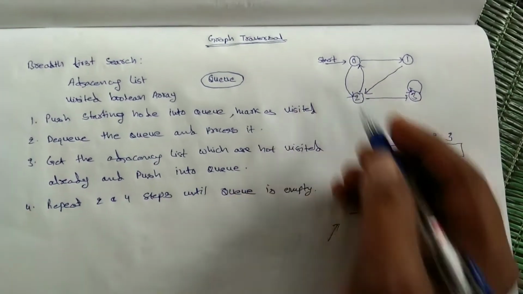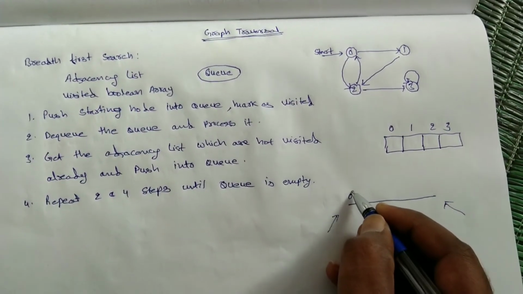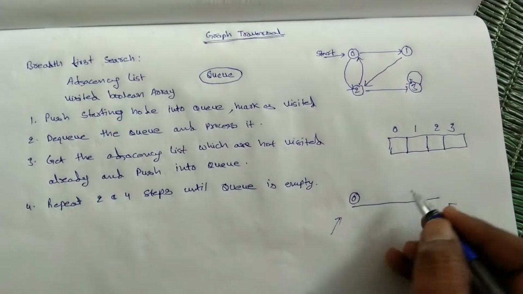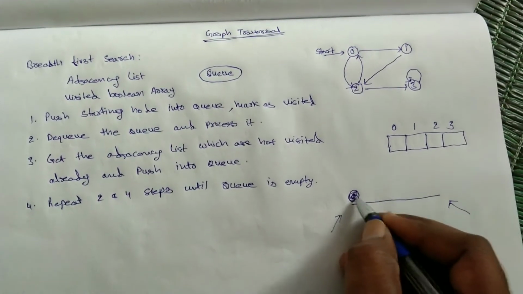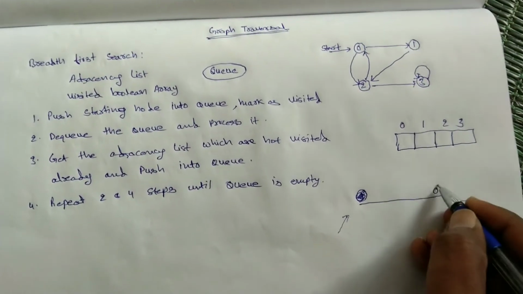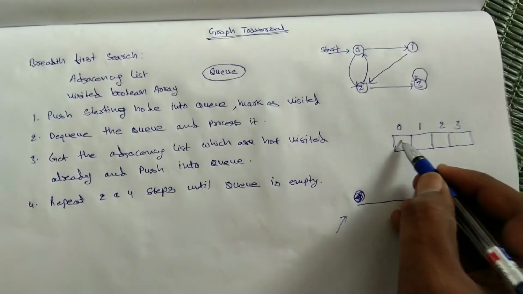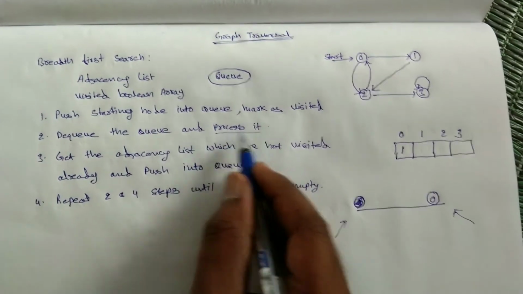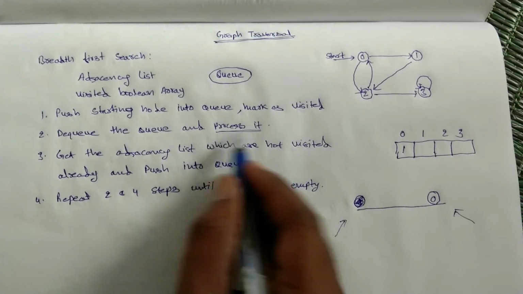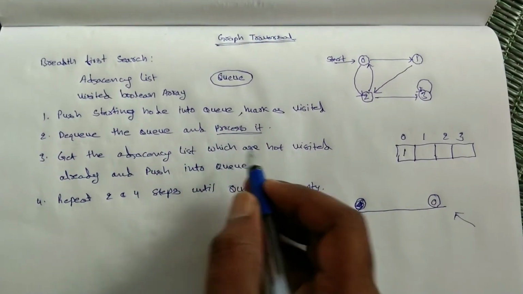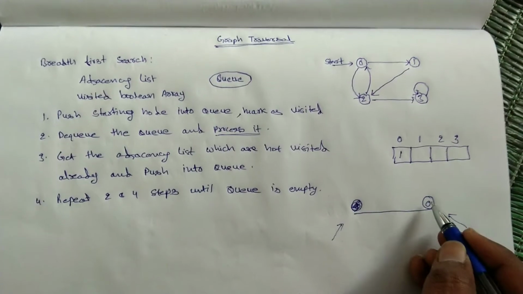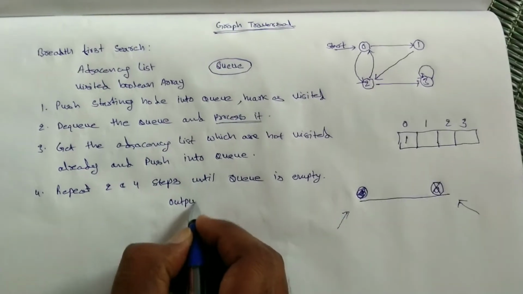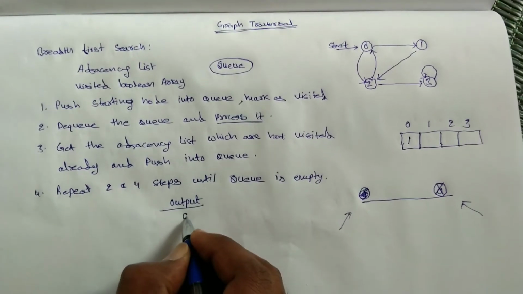First we will push the starting node 0. We'll push it right here and we will mark 0 as visited. Then dequeue from the queue and process it. Process means here we are just printing the nodes. We can do any action on that particular node. So dequeue first removes 0, and we process it, that is we just print the node, so the output is 0.